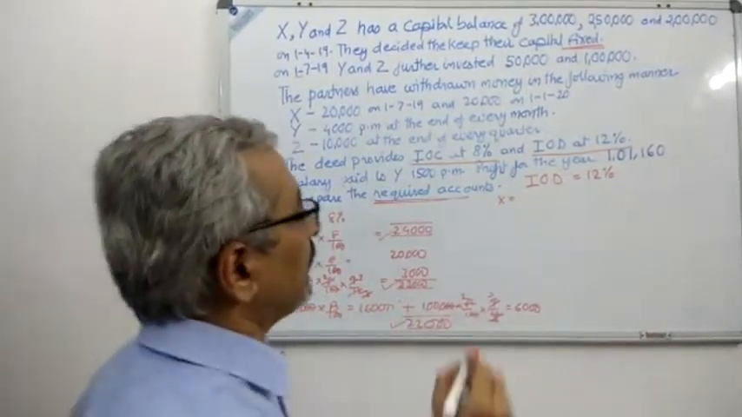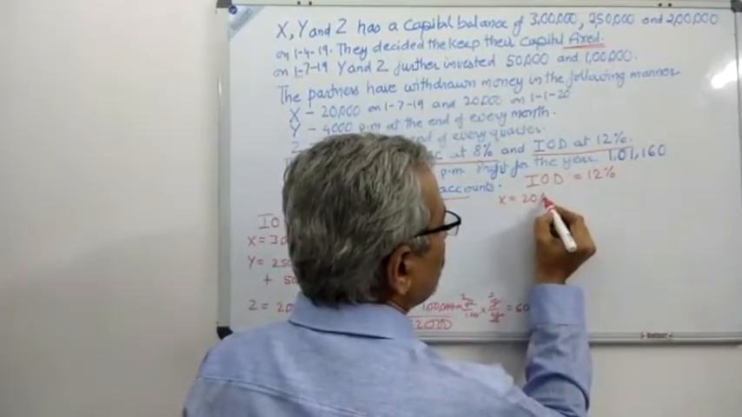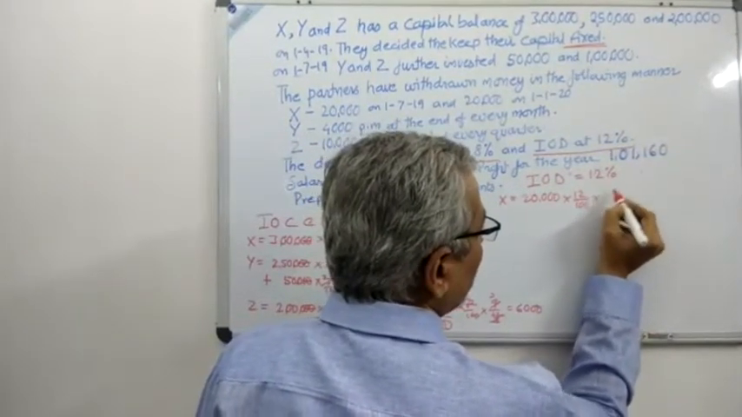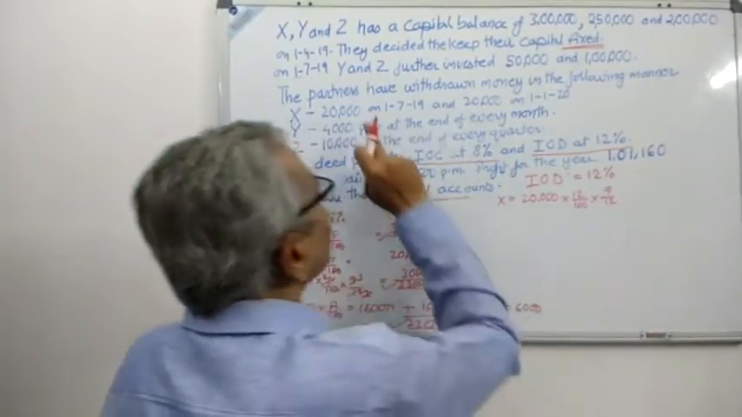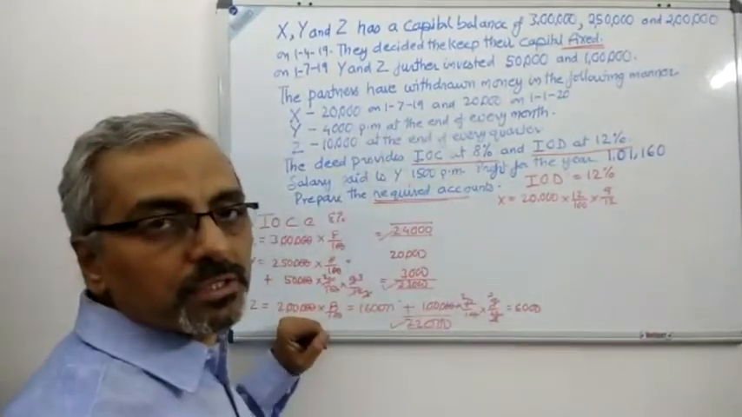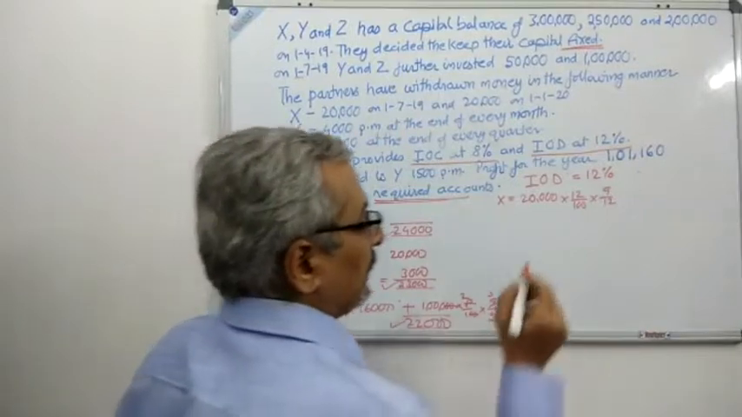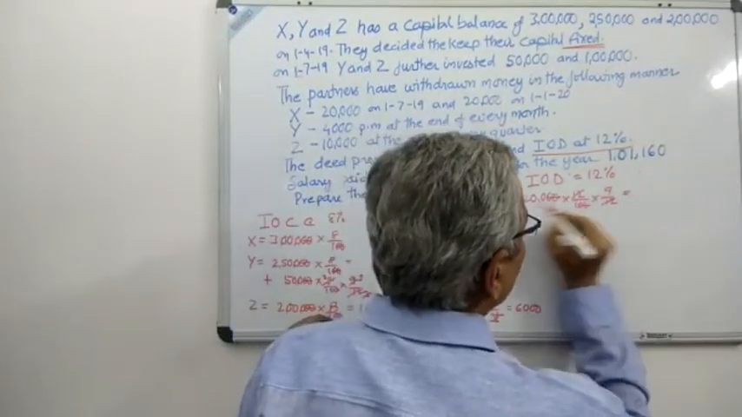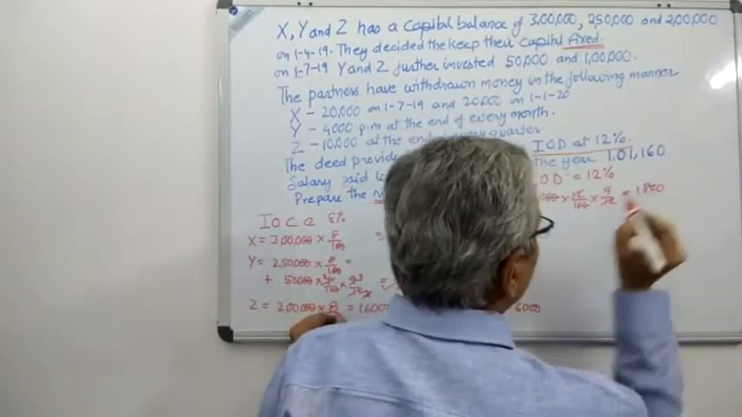Please see, 20,000 into 12 by 100 into 9 by 12. Why? Because it has been drawn on 1st of July 2019. Let us cancel the 12 first. Let us cancel the zeros. So how much do we end up with? 1800.